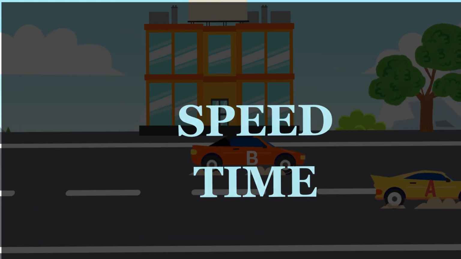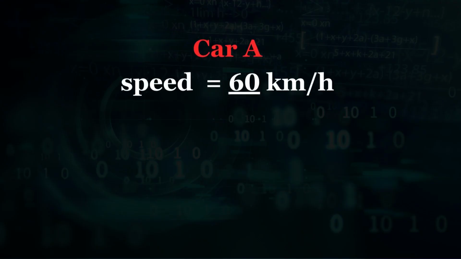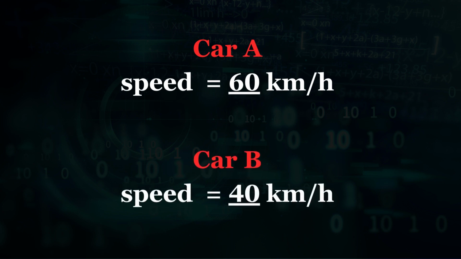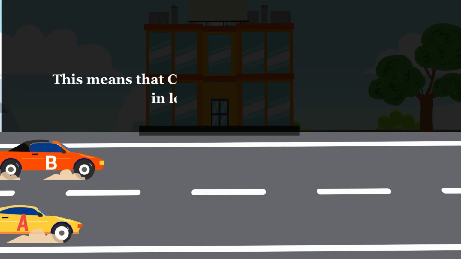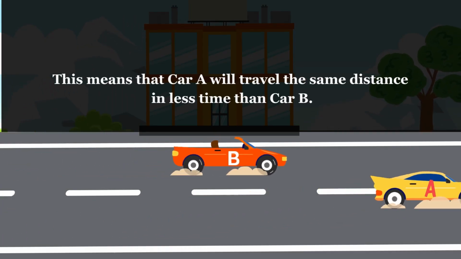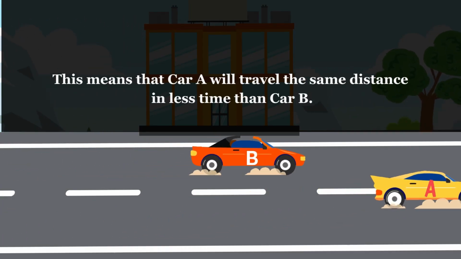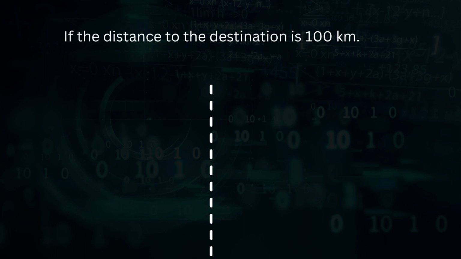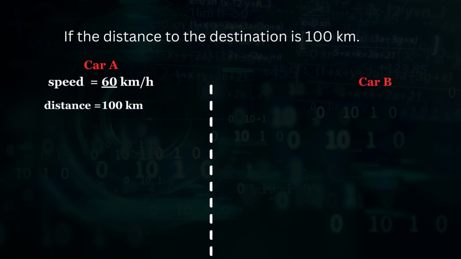Here you can see that car A is traveling at a speed of 60 km per hour while car B is 40 km per hour. This means car A will travel the same distance in less time than car B. For example, if the distance to the destination is 100 km, for car A, speed is equal to 60 km per hour. Similarly, for car B, speed is equal to 40 km per hour.